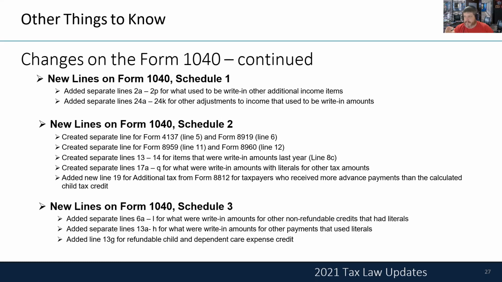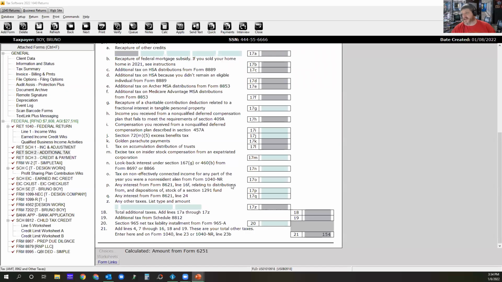The only particular pieces is line 19 on Schedule 2 will show if they have to pay back any of the advanced child tax credit payments. And then line 13G shows the refundable and dependent care expense credit. We talked about that earlier. So that's it. That's the extent of the tax law changes for this year. The two biggest, child tax credit and then the child care credit, the 2441. So I will open it up to you guys to ask any questions that you have about anything.